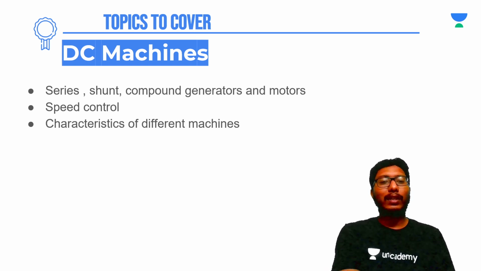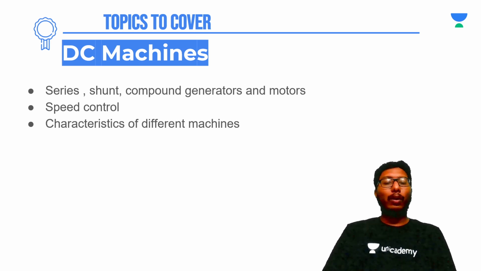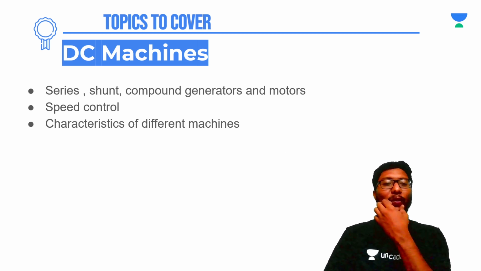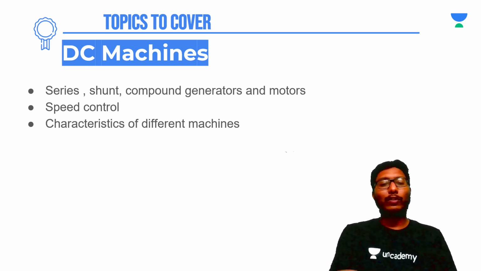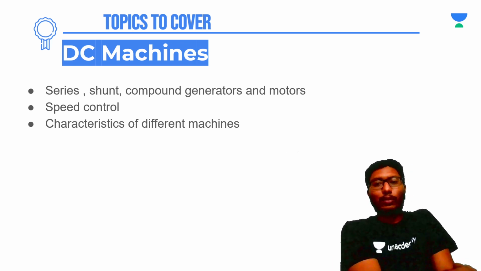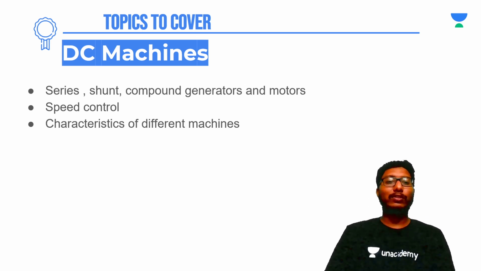But what is important for GATE is calculating the number of series field turns for compound machines. This is one type of problem that we are regularly looking at. That is, a shunt generator will be given to you, and you will be asked to find out the number of series turns required to produce the given amount of voltage at a given full load. So in order to find out the number of turns, you should be able to use the ampere turns per pole formula. This is one type of problem.